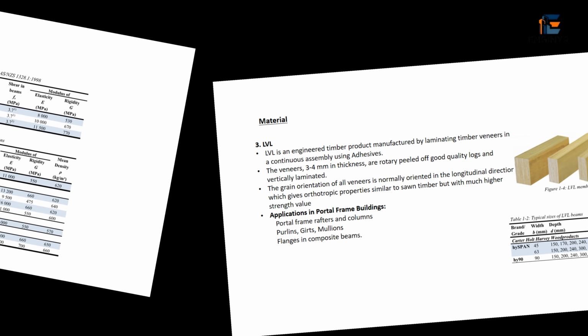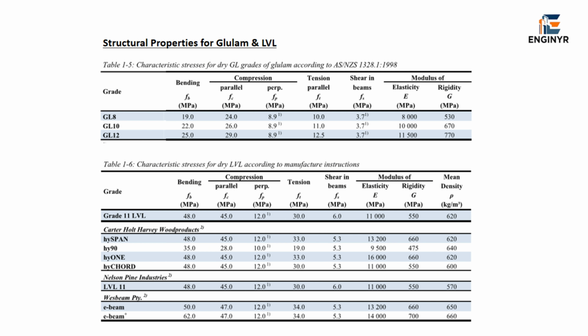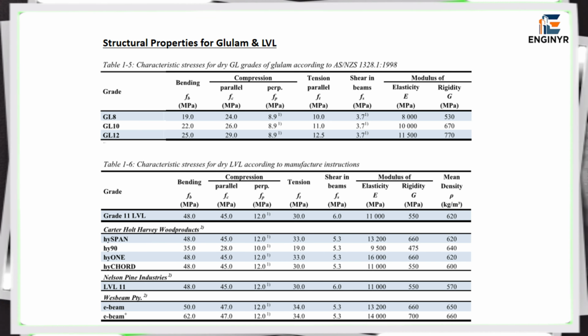composite beams. These two tables compare the structural design properties of glulam and LVL side by side, strength, stiffness, and other design values engineers rely on when selecting the right engineered timber for a given span or load.